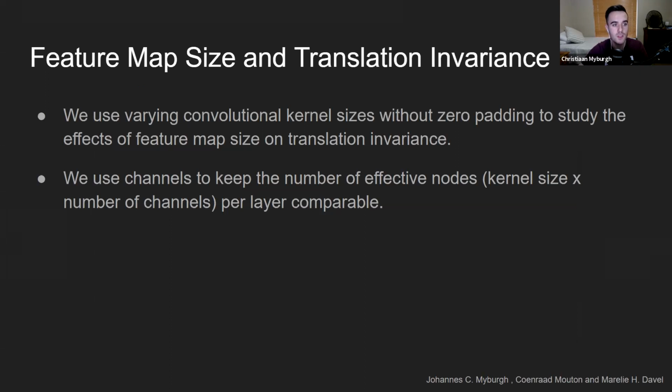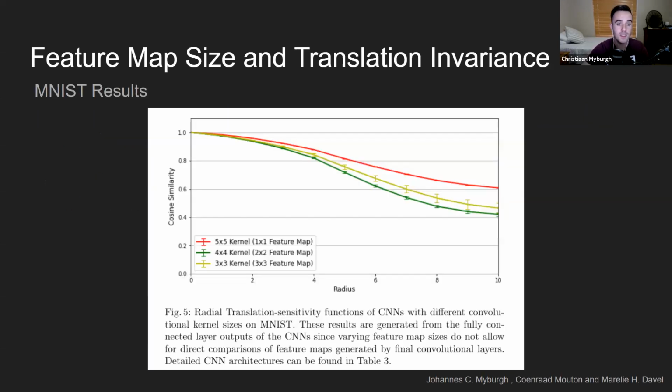So now we want to change the feature map size. How we do this is that we use varying convolutional kernel sizes without zero padding. As previously, we use the same convolutional kernel size within the network, and then we vary kernel sizes across the networks. But like I said, we don't use zero padding so that the feature maps can change size. Now, to ensure that network capacity doesn't affect our results, we keep the number of effective nodes per layer constant across the three networks by adding channels to the layers. And these are the results.